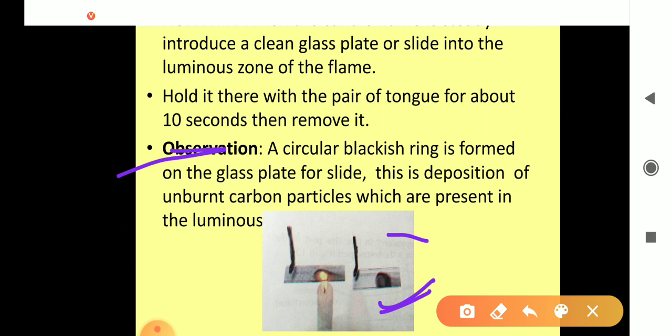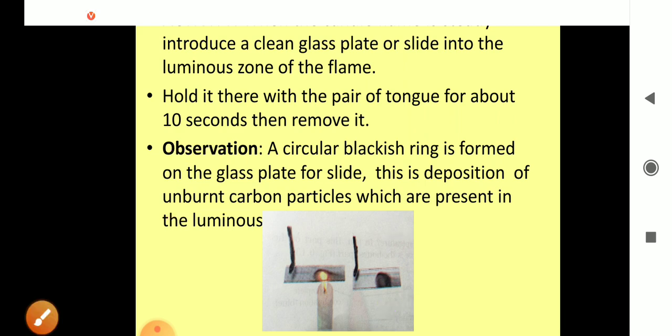This is the deposition of the unburnt carbon particles, right? It means these are present in the flame, and they are present in which portion? In the luminous zone. The luminous zone has the carbon particles, which you can see over the glass slide.